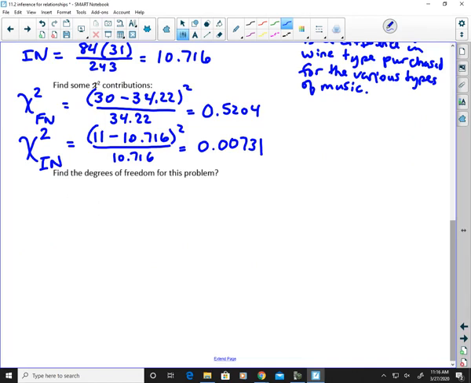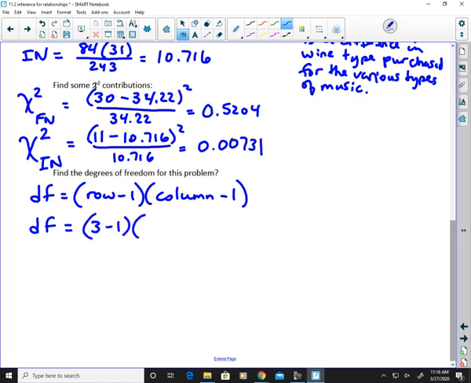What would my degrees of freedom be for this problem? My degrees of freedom is going to be my rows minus 1 times my columns minus 1. I had 3 rows, not to include the total row, so 3 minus 1, and my columns, again, not to include the total. And so my degrees of freedom is 2 times 2, which is 4. So I have 4 degrees of freedom for this problem.